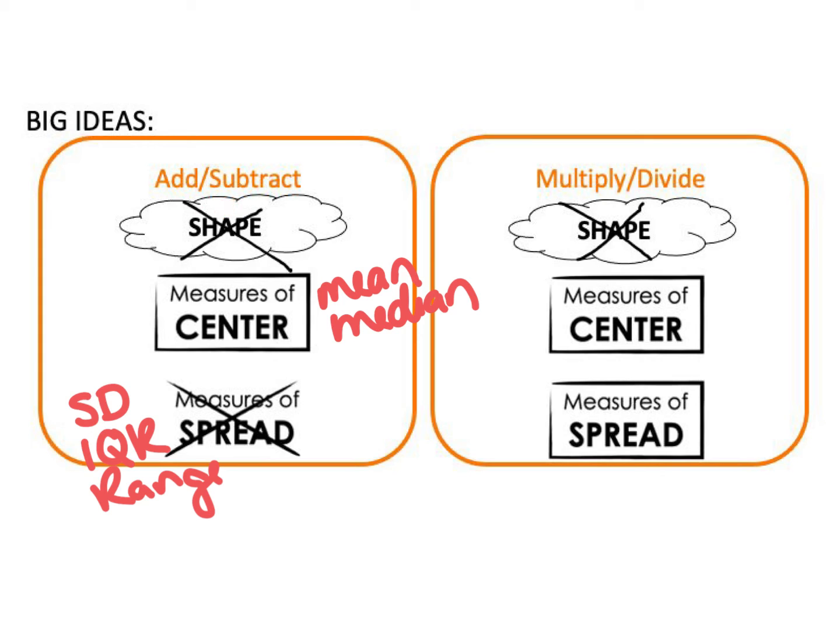So when we looked at adding $3 on, the whole data value is shifted to the right. The measure of spread, it doesn't become more spread out, so your measures of spread don't change. However, multiplying or dividing will change your measures of spread.